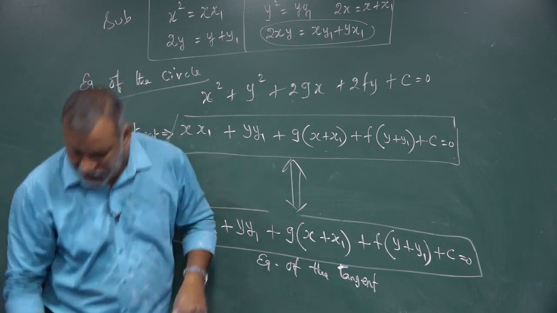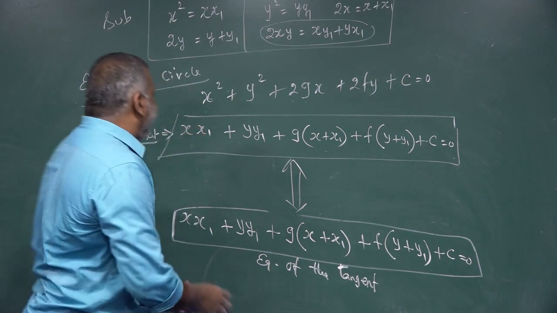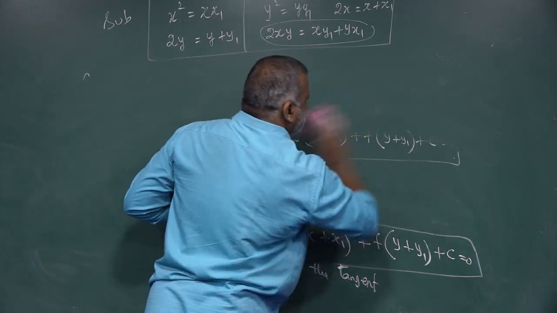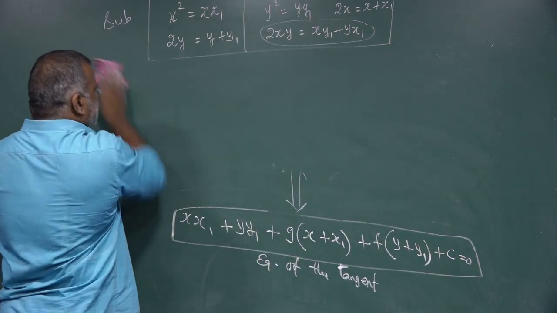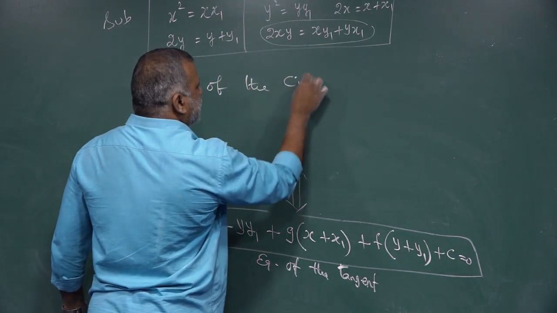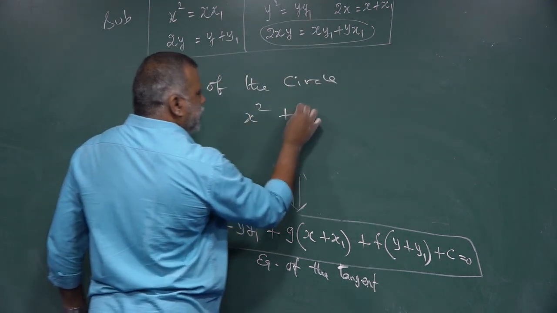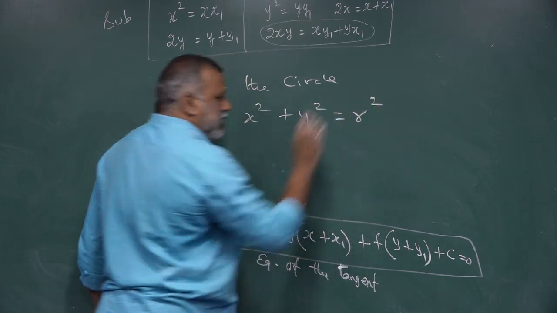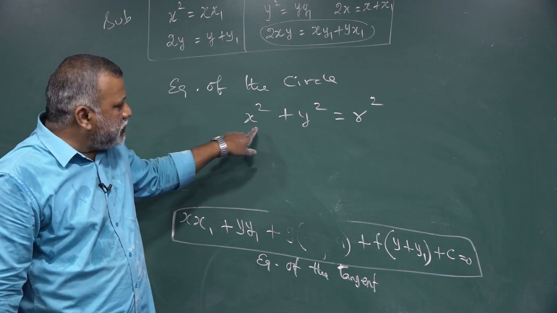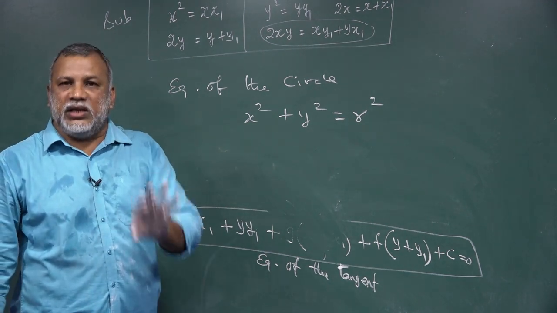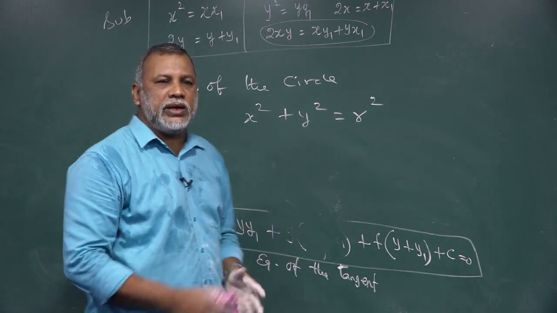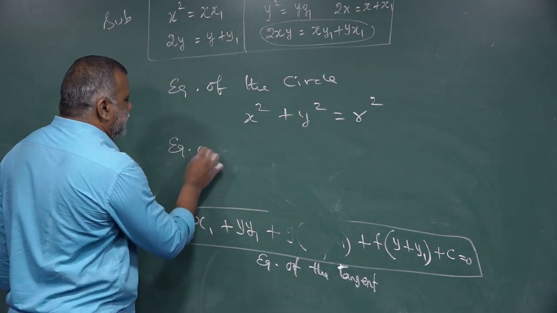This is for theory. Now, what is the equation of the tangent? See this one. The equation of the circle is x squared plus y squared equal to r squared. Instead of r squared, we can also use a squared. This is also the equation of the circle when the center is at the origin. We can use x squared plus y squared equal to r squared. Now we can get the tangent.